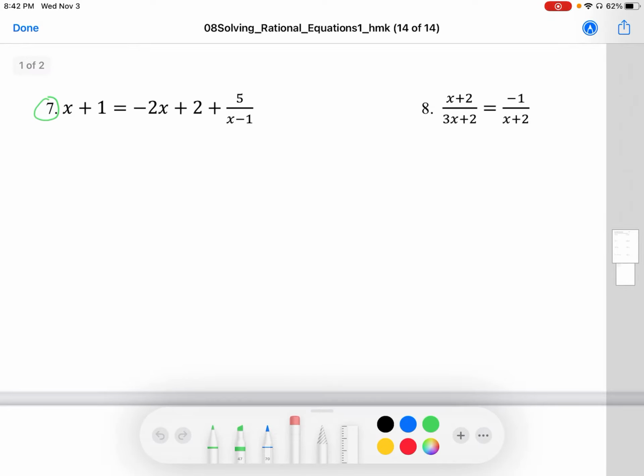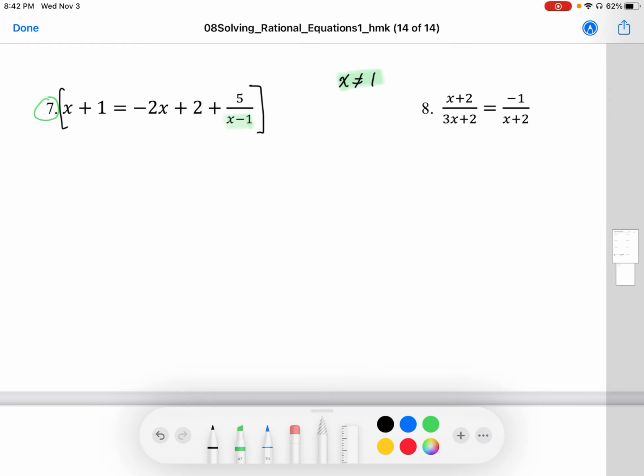To solve question number 7, what we're going to do is, first of all, state the restrictions. So x cannot be equal to positive 1. We're dividing by the x minus 1, so that gives us this restriction. So once we've set the restriction, we can get rid of that divisor by multiplying by x minus 1.